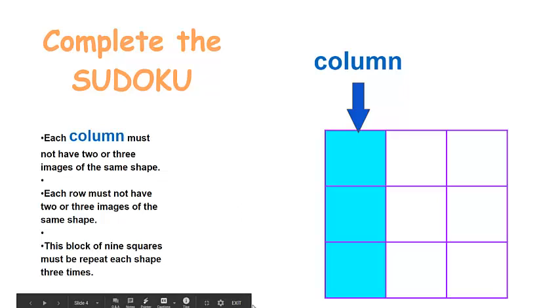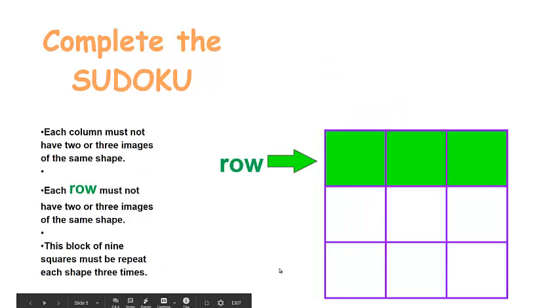The first thing we need to know is that a Sudoku has columns, okay? Vertical squares. In this case, we have one column, second column, and third column. The other important thing we need to know is that Sudokus have rows, horizontal squares. Here is the first row, second row, and third row.